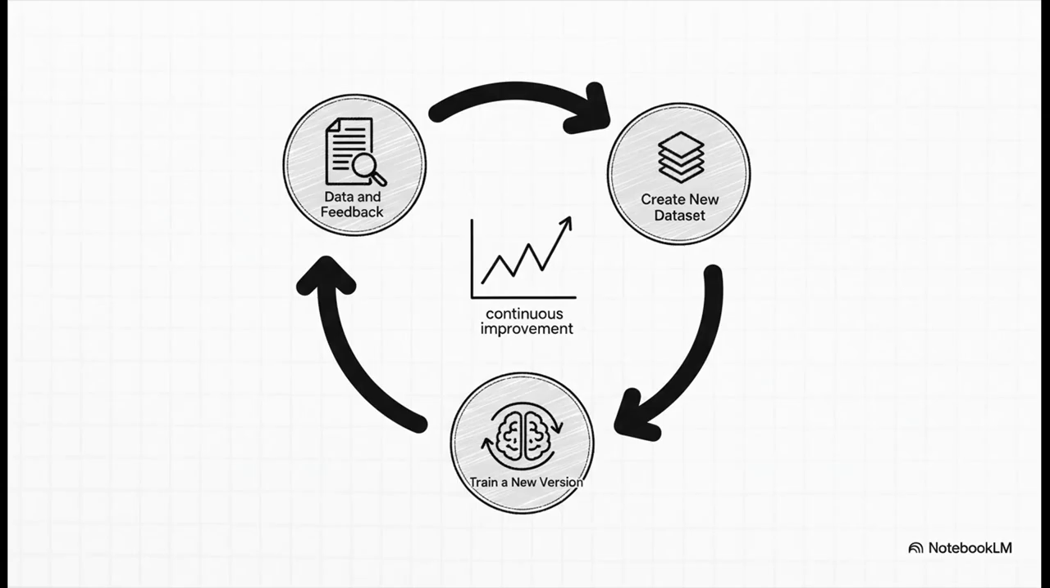And this brings us to the final, and maybe most crucial concept, continuous improvement. The AI development lifecycle isn't a straight line, it's a loop. With all this great feedback, the team can now gather new data, create a better data set, and train an improved version of the model. This is the engine that drives modern AI development.